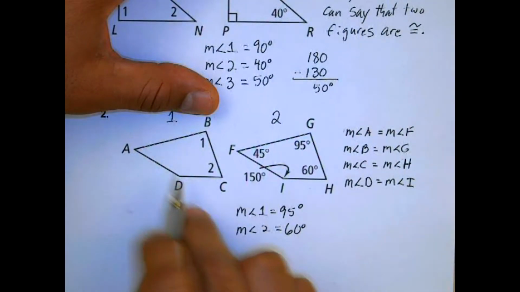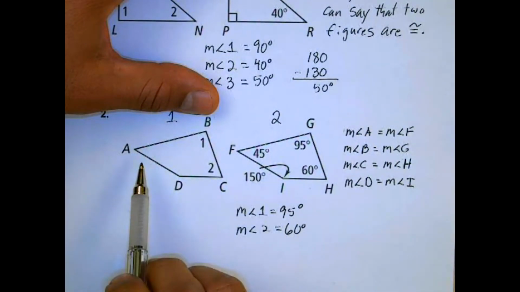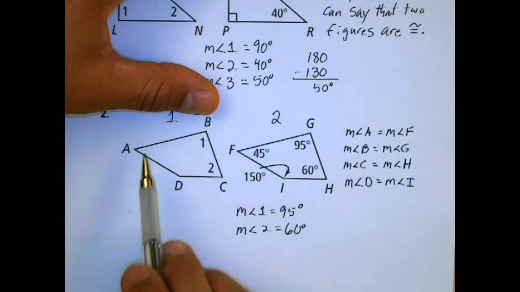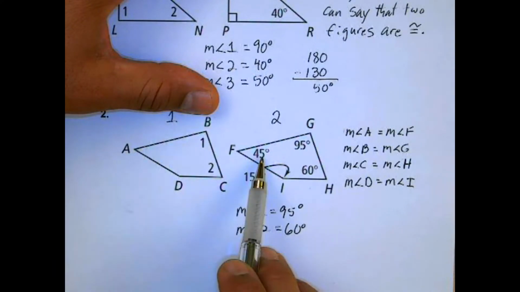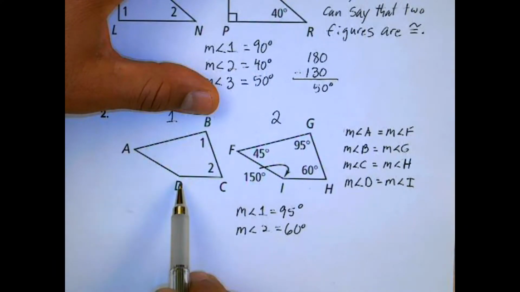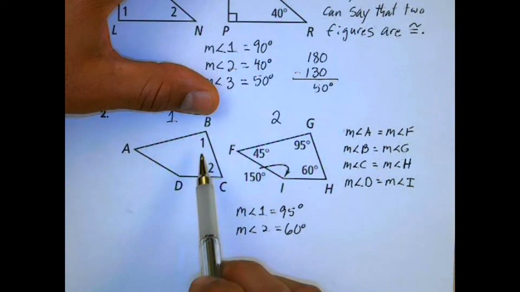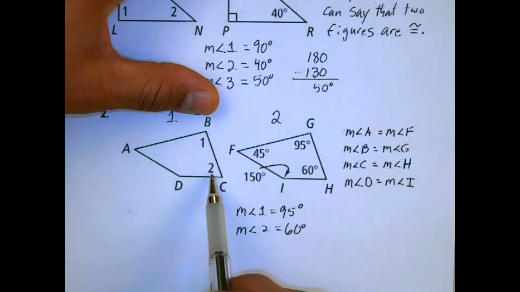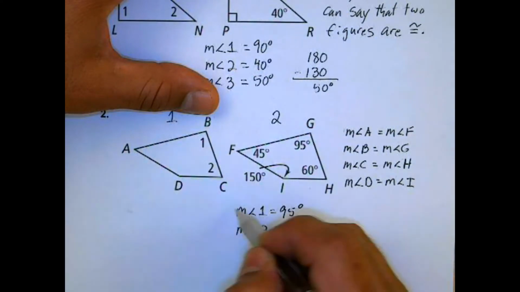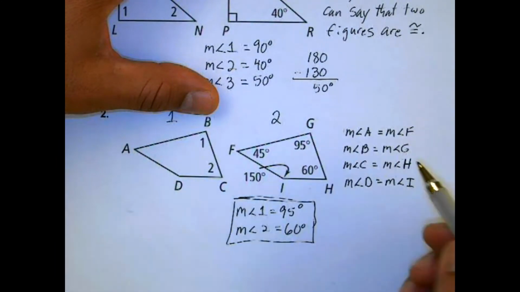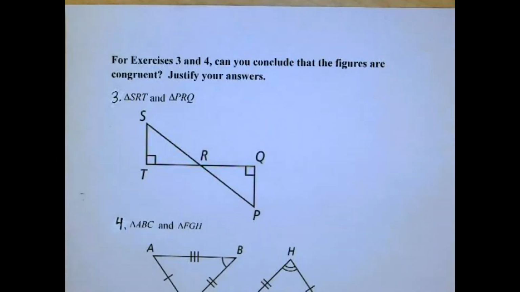Now we can go ahead and say that the measure of angle A, or whatever this number would be, is equal to 45 degrees, and angle D would be 150 degrees, but that's not what they're asking us for. They're specifically asking for angle number 1 and angle number 2, which is angle B and also angle C. So this would be our answer for a problem like this.